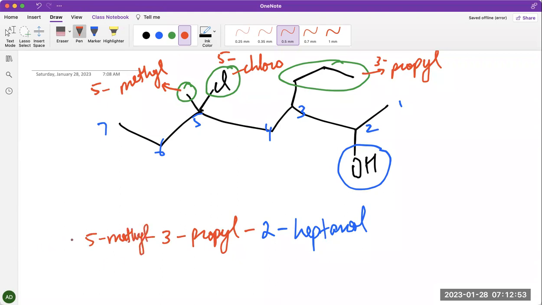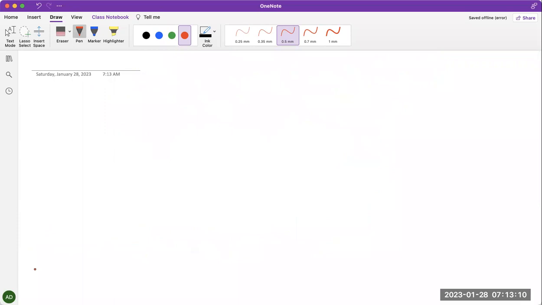And then before the methyl, we know we have to put the chloro. So 5-chloro-5-methyl-3-propyl-2-heptanol. And that will be the final answer for this. Okay, so I hope that is making sense. Okay, now let's do some more examples, okay?